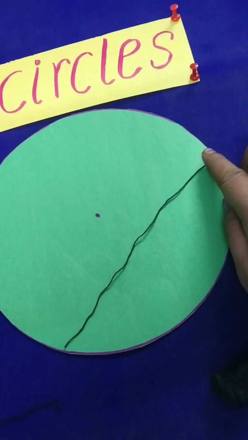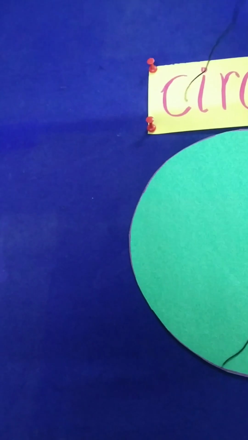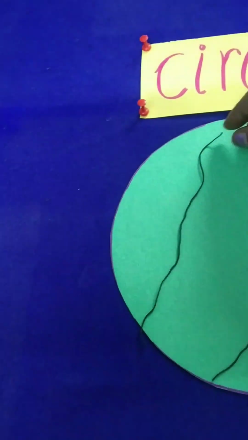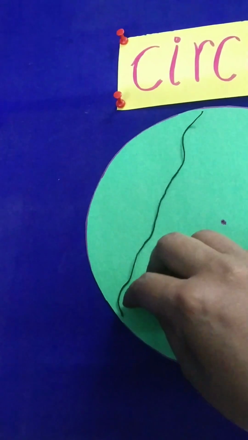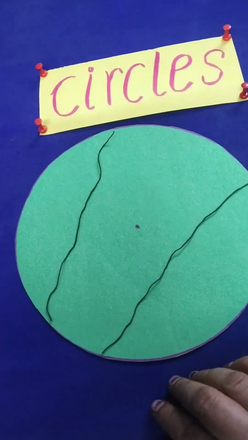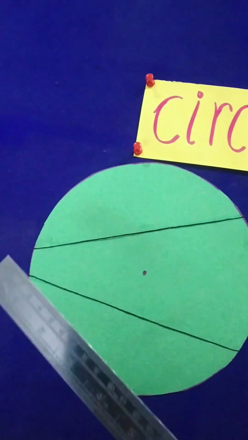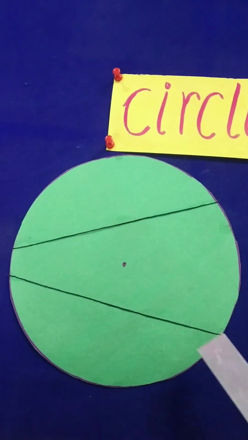So we will paste it here, and the same way we will find the right place for the other thread, where the end points must touch the circle. We will fix it with Fevicol. Now you see, I have fixed both the threads.